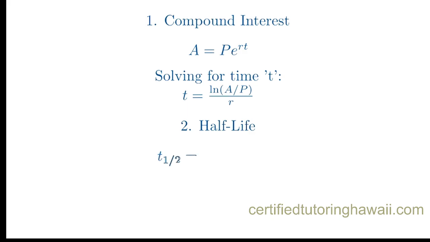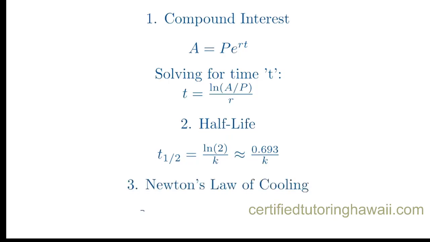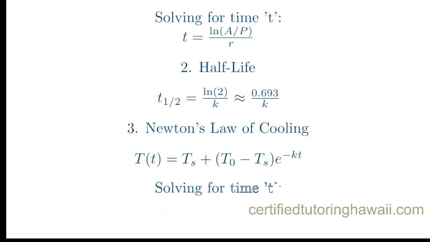The time it takes for half of a substance to decay is given by T half equals ln of 2 divided by the decay constant k. This is a logarithmic relationship that connects the decay rate to the time it takes to lose half its mass. Third, Newton's law of cooling, which describes how the temperature of an object changes over time as it approaches the ambient temperature. If you want to find the time it takes to reach a certain temperature, you'd solve this equation using the natural log. The natural log is not just a mathematical curiosity, it's a fundamental tool for describing the continuous change we see all around us.